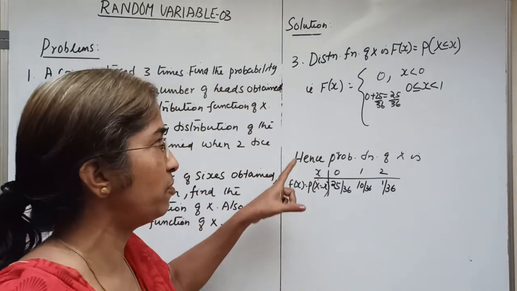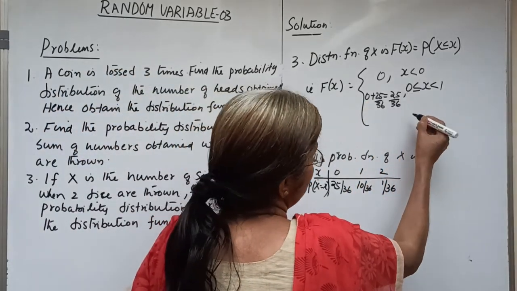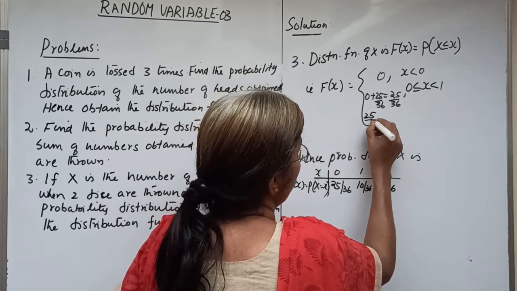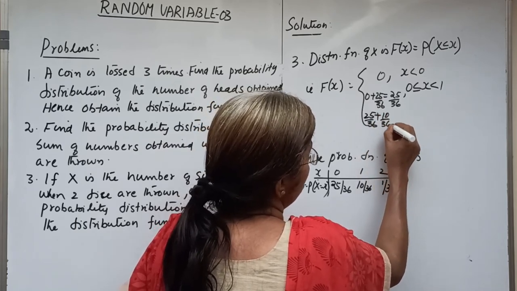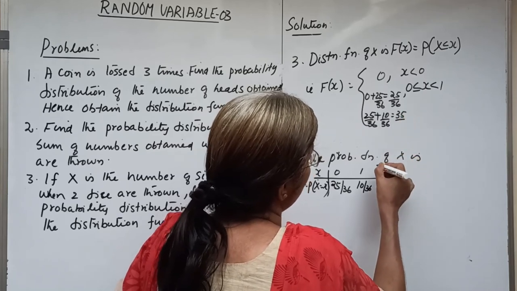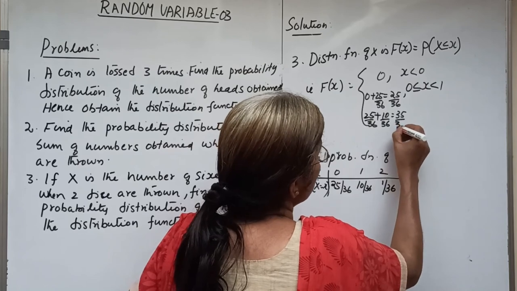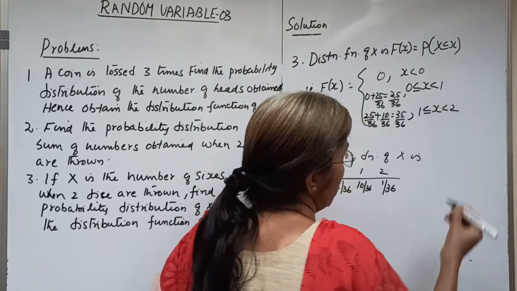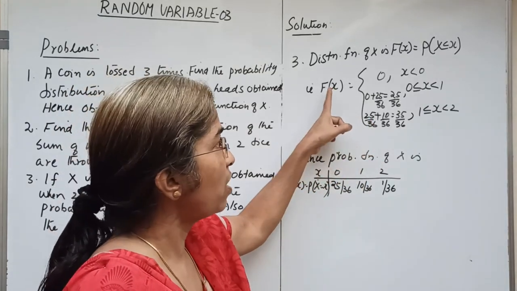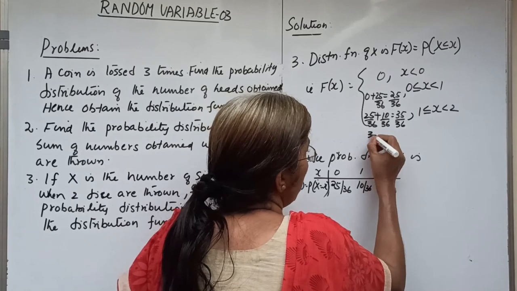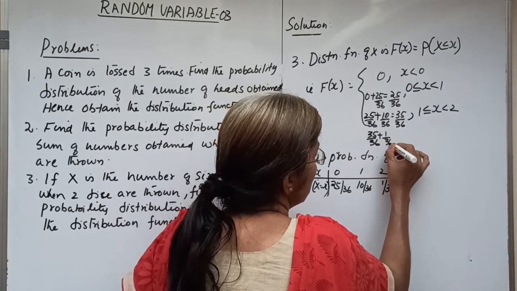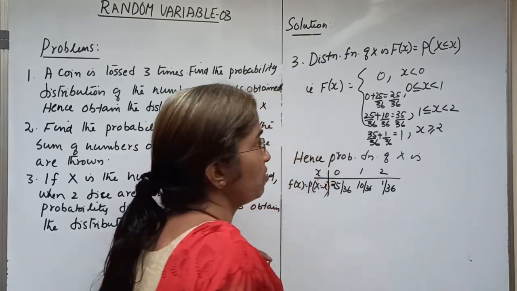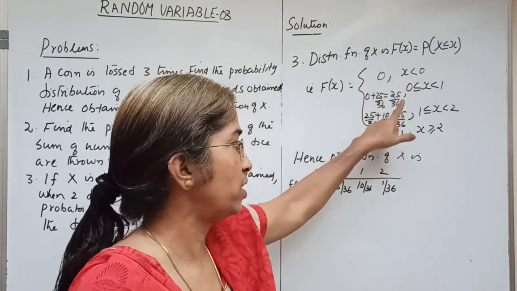At each step we add a simple probability. Now for the next range, we add 25 by 36 plus 10 by 36, which equals 35 by 36, that is, we add the probability x equal to 1 in this step. So it gives 35 by 36 for all x with 1 less than or equal to x less than 2. Now 35 by 36 plus 1 by 36 equals 36 by 36, which is 1, for all x greater than or equal to 2. Hence, we have defined it for all x from minus infinity to plus infinity.